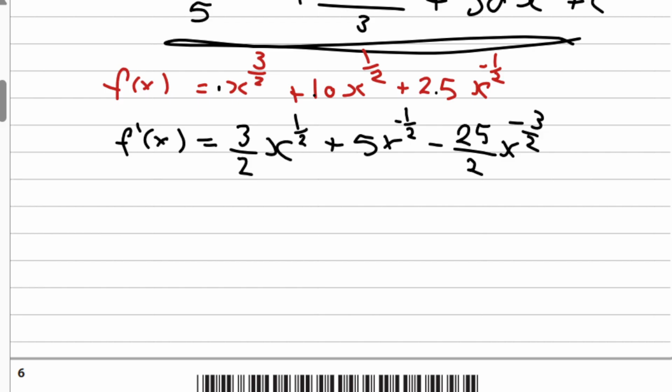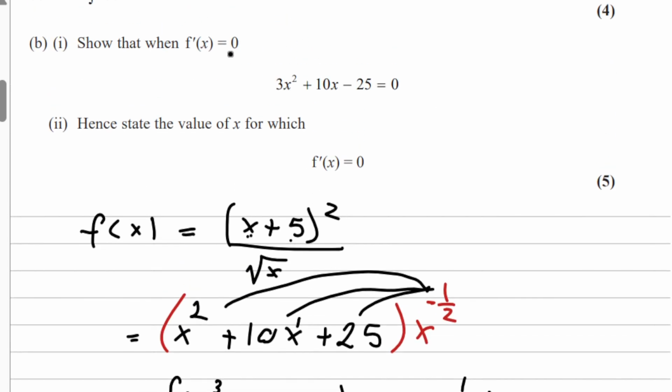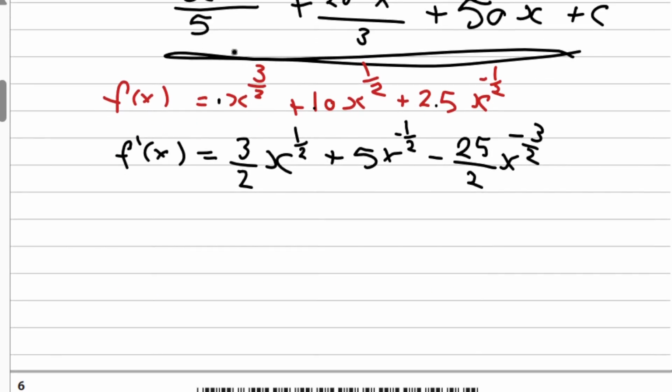So we did a lot of work here. We did very good. Now, what did they say? Let's see the question. They said make it equal 0. So let's make this equal 0.